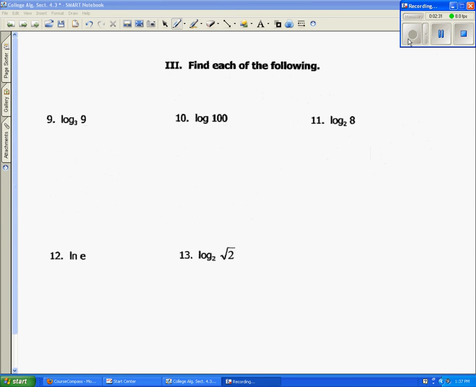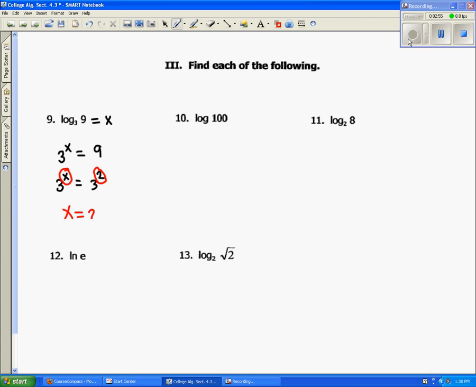Next, we're going to be solving to find each of the following. We're going to set these equal to x because we want to know what it equals. So when we do that, we're going to do 3 to the x equals 9. If we can rewrite these to have the same base, if I can rewrite 9 with the base of 3, that's 3 squared. Once you do that, then you just set x equal to 2. Once the bases are equal, then we solve there.